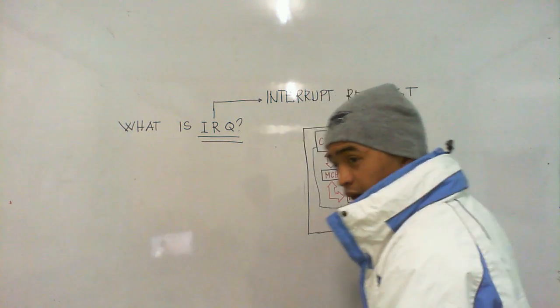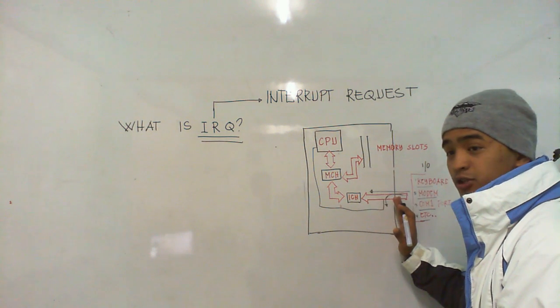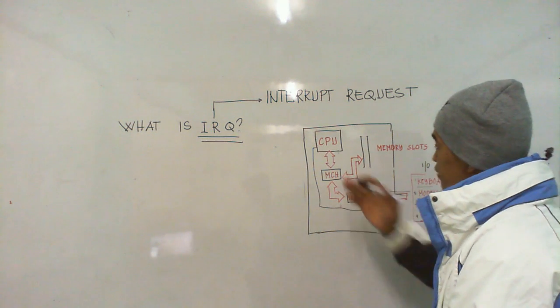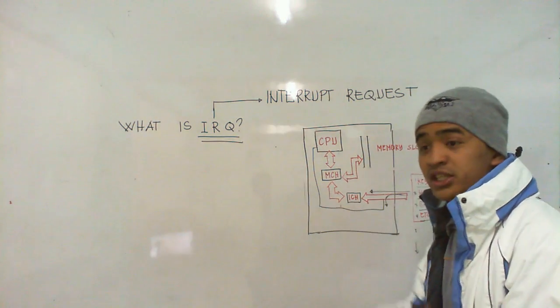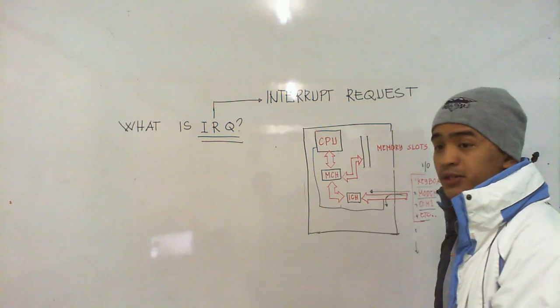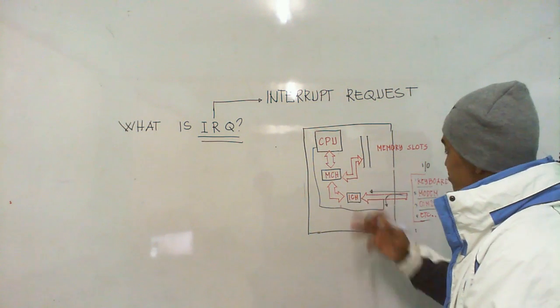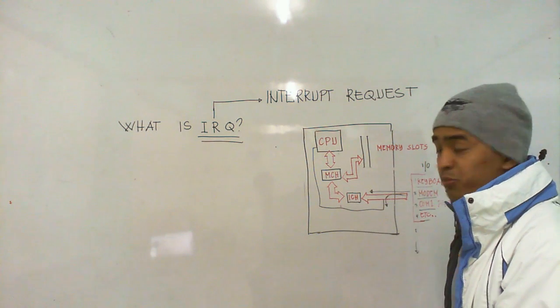Now, I have a very simple diagram here. I want you to imagine this as your motherboard. We have your CPU or your microprocessor. We have your MCH, memory controller hub, which they taught you as the North Bridge, but nowadays you call it the MCH. And then we also have your ICH, input output controller hub, down below.